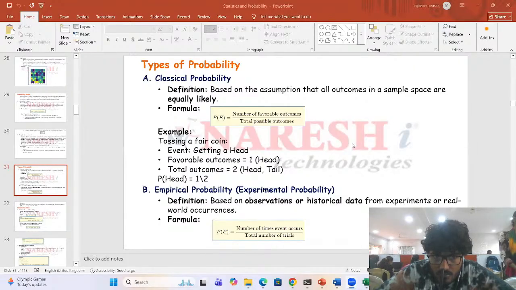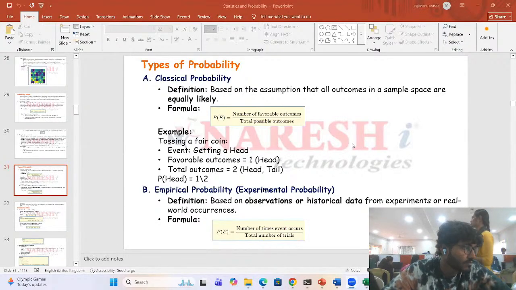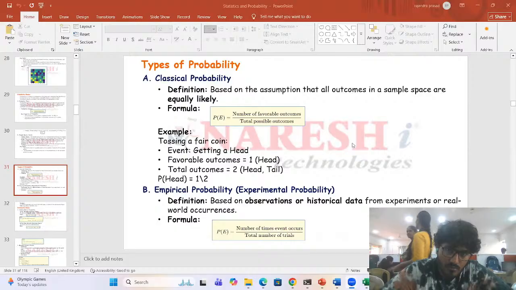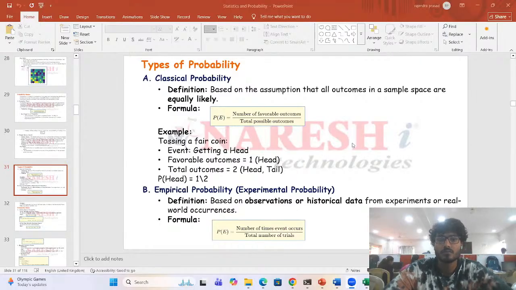Yes or no? And here, whenever each and every possible outcome has an equal chance of occurring as an outcome, then you go by using classical probability. Whenever you're conducting a random experiment, and each and every outcome has an equal chance of getting selected, then in that case, if you wanted to calculate the probability, we go by using classical probability. Clear? It's a primary assumption.